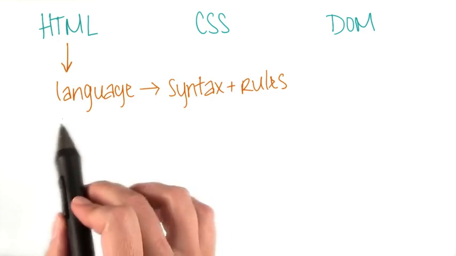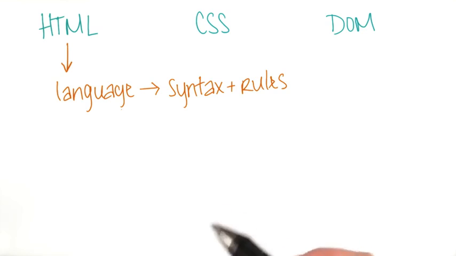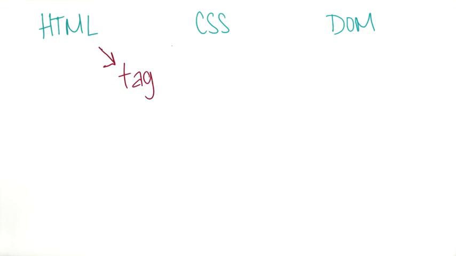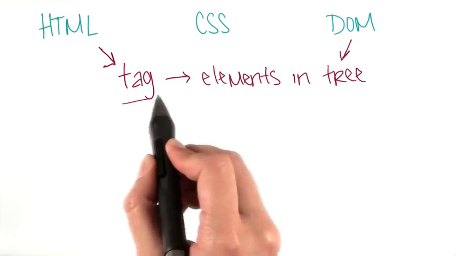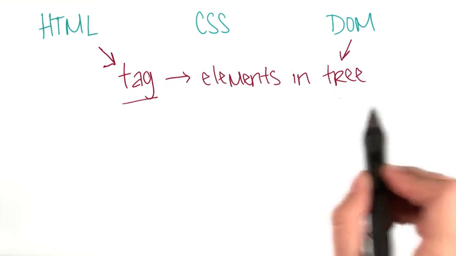HTML is the language of the web, and it has a specific syntax and rules. You write HTML in a document, just like you would regular text, except you follow HTML's syntax and rules rather than general grammatical rules. The basic word in the language of HTML is a tag. The browser turns HTML tags into elements that form a tree.